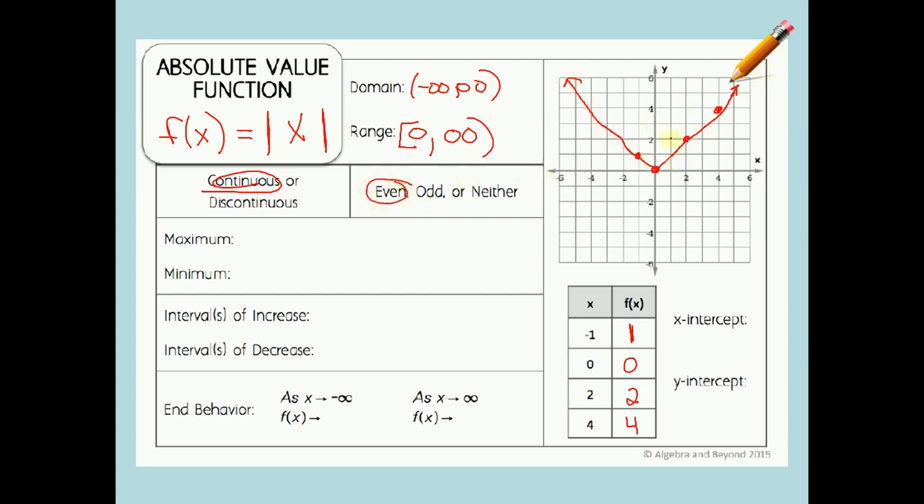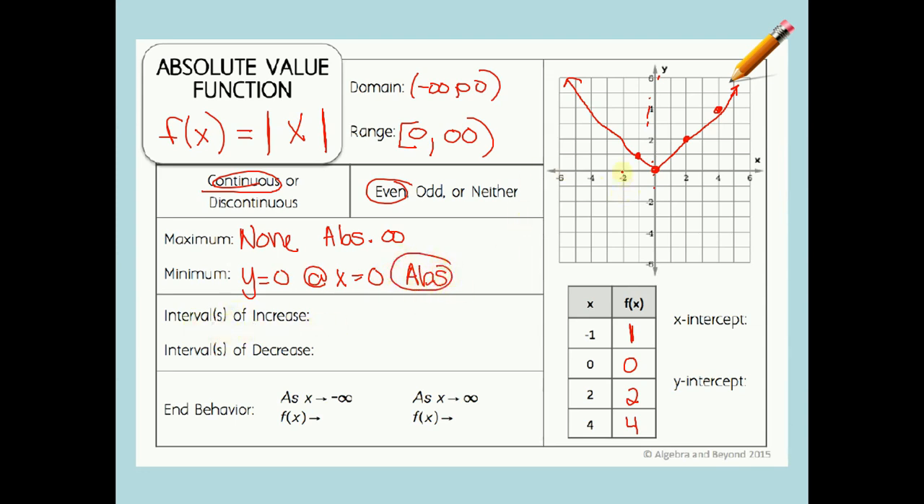It's even. It folds along the y-axis. Really neat about it. Maximum, none. But it does have an absolute maximum of infinity, because it does go up there. Minimum would be at y equals 0, at x equals 0. That would also be your absolute minimum.